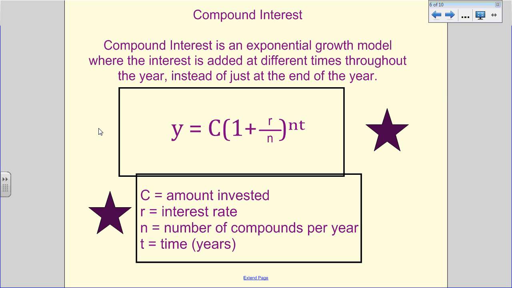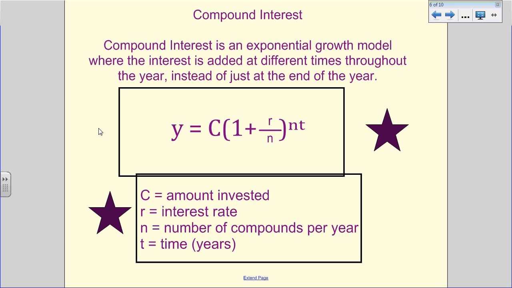Monthly. How many times per year if I do it monthly? 12, because there's 12 months. What if I do it daily? 365. Even though we know this is a leap year, we're going to base our model on 365. And what's the other one? Weekly. What if they did it weekly? 52. Write that down. Weekly equals 52.